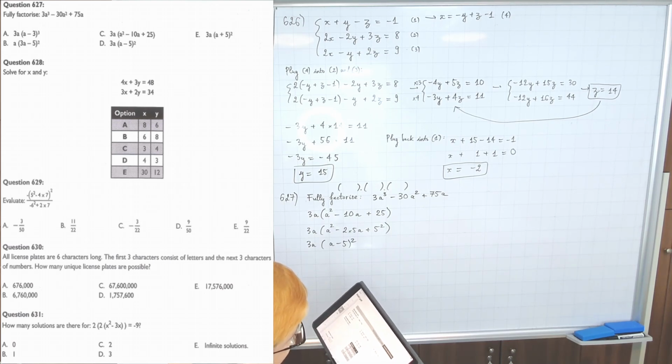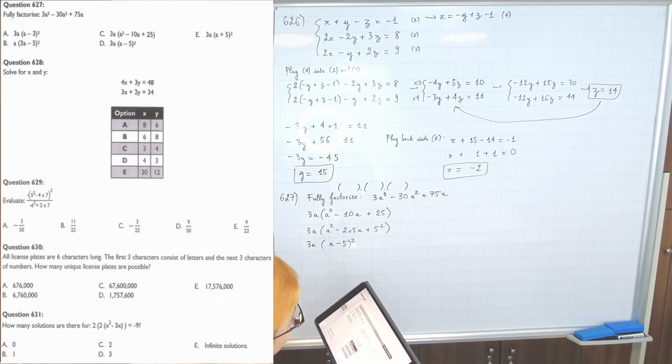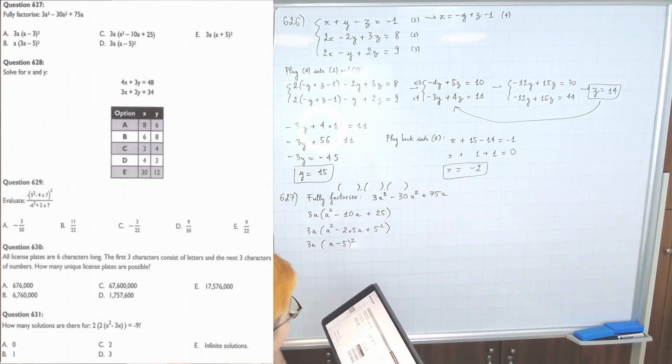Yes, but why C is not the answer? Because we arrived at this step as C already. But why C is not the answer? Because it's not fully factorized. Nó không phải hoàn toàn là biến đổi thành cái dạng mà một ngoặc này được.